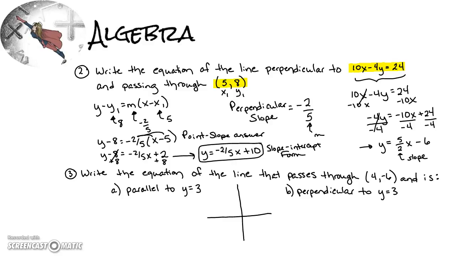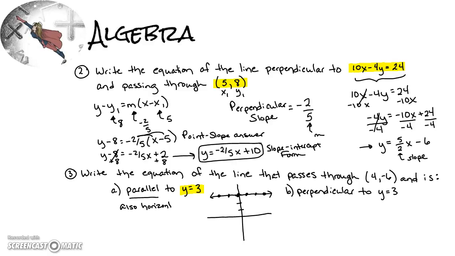Y equals 3 doesn't have an x in it. And so if we go to y equals 3, which would be right here, this is the equation of a line that runs horizontal, because all along that line, no matter where I would draw a point, the y coordinate is always 3. And that's what y equals 3 is telling us. So this is the equation of a horizontal line. So if we're writing a line that's parallel to that, it will also be horizontal.